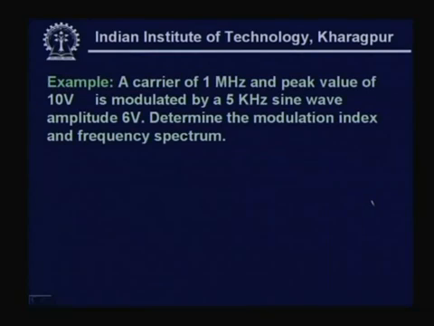Now, what is the effect of this? Let us take an example with the help of a problem. Suppose a carrier of 1 megahertz and peak value 10 volt is modulated by a 5 kilohertz sine wave having maximum amplitude 6 volt. Determine the modulation index and frequency spectrum. So, in this case, what is the value of m? The value of m will be equal to Em is 6 and Ec is equal to 10, so this is 6 by 10, that is 0.6.